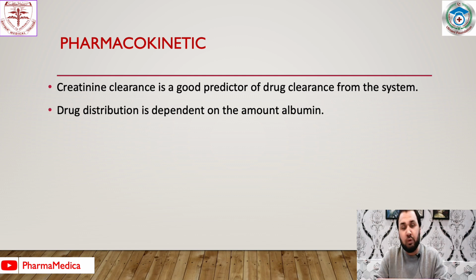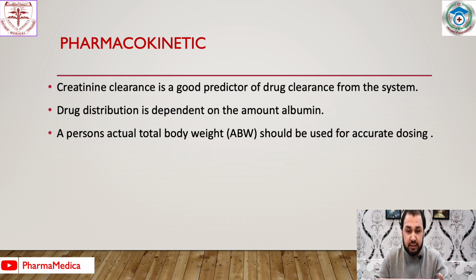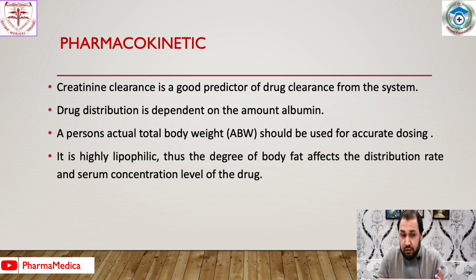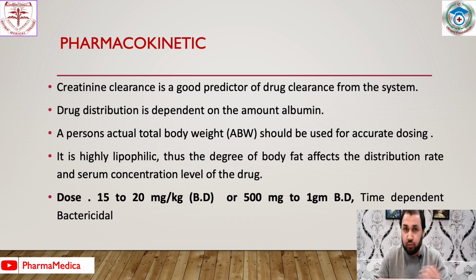And then what are the pharmacokinetics? You must know the creatinine clearance level of the patient. You must check the urea and creatinine level, because the drug is basically excreted by the kidney in the unchanged form. It is distributed throughout the body. Body weight can affect the dose. It is a highly lipophilic drug, so it is lipid soluble. It can go anywhere in the body.